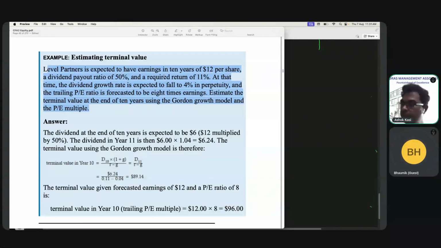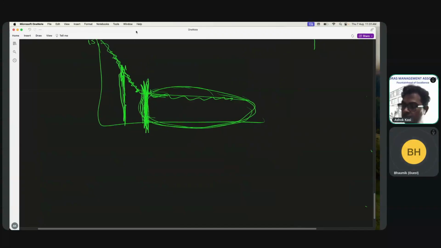Level partner is expected to have earnings in 10 years of $12 per share, a dividend payout ratio of 50%, and a required return of 11%. At that time, the dividend growth rate is expected to fall to 4% in perpetuity. And the trailing PE ratio is forecasted to be 8 times earnings. Estimate the terminal value at the end of 10 years using the Gordon growth model and the PE multiple.